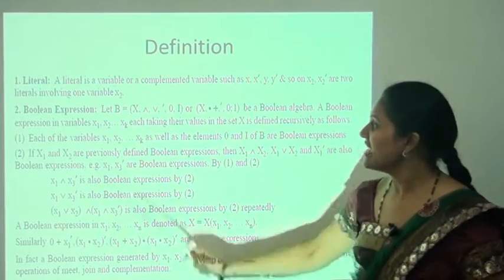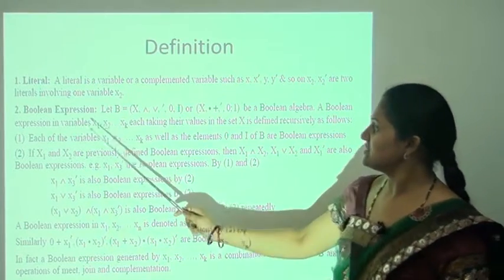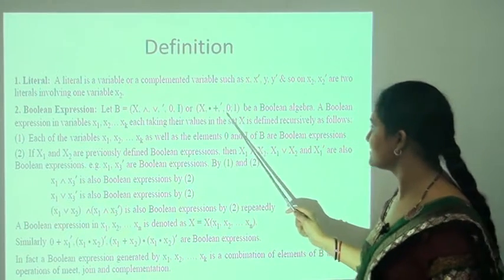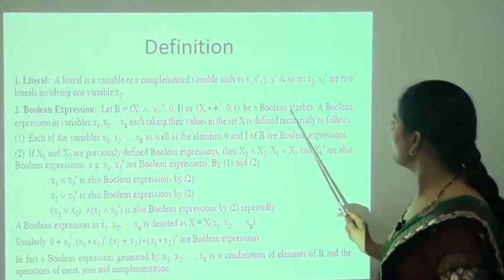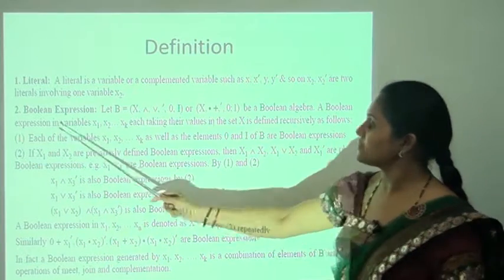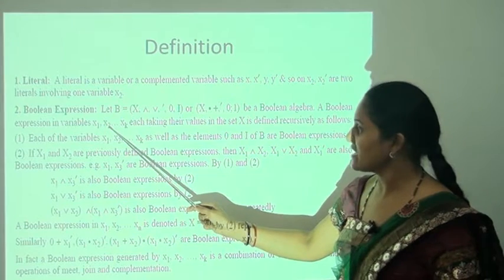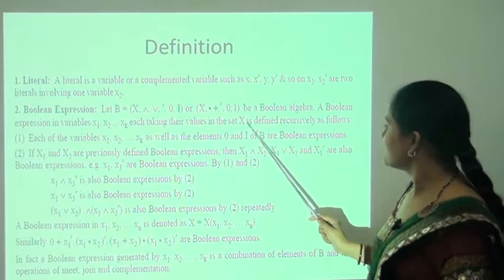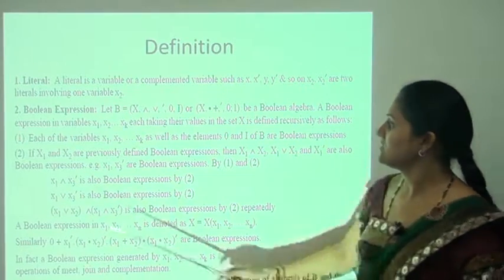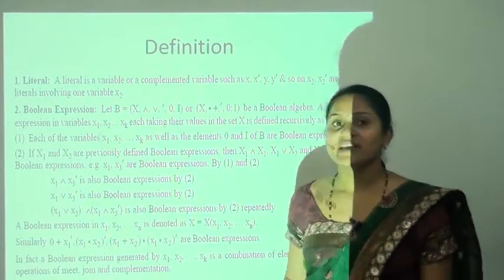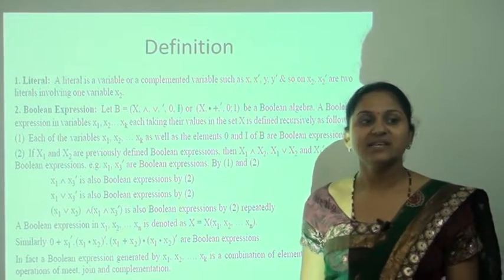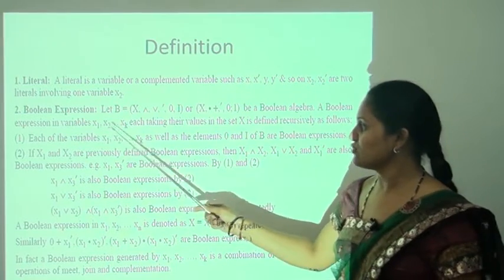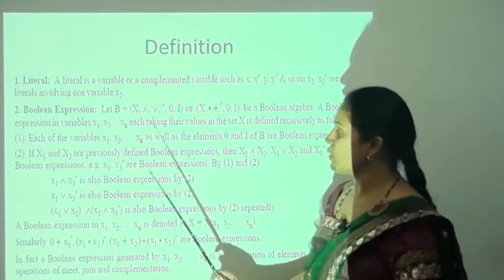Now what is a Boolean expression? Let B be a Boolean algebra. A Boolean expression in variables x1, x2, ..., xk, each taking their values in the set B, is defined recursively as follows. These are the two conditions. It means if a Boolean algebra is present, that is a set containing elements like x1, x2 and xk, then there are two conditions.